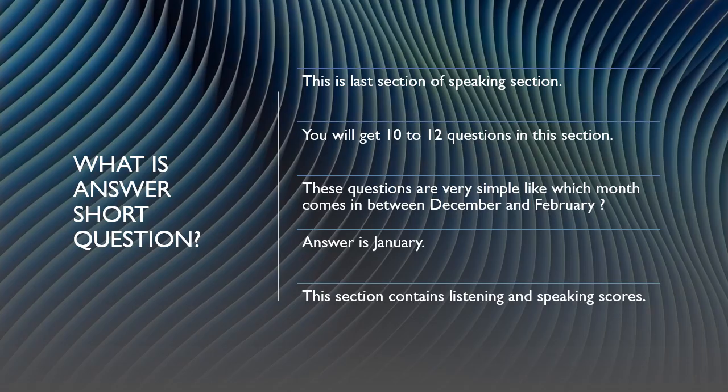In this section, you're going to get 10 to 12 simple questions. The questions are really simple, which you have already studied until your plus 2 or 10th. It's really general knowledge questions. I have also given you an example of those questions, like which month comes between December and February. The answer is January. So this section contains listening and speaking scores, because you listen and you answer, so it contains both listening and speaking.